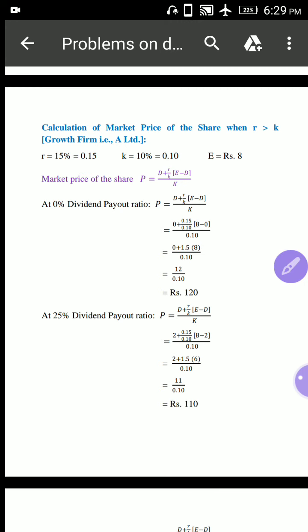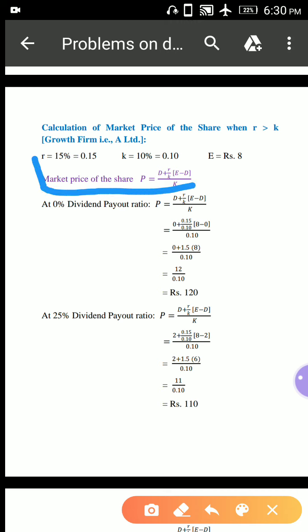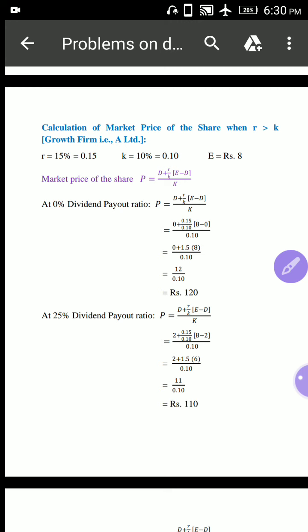So here, what is the formula for the calculation of market price of the share according to the Walter model? See, this is the formula. Market price of the share according to the Walter model, P is equals to D plus R by K into E minus D divided by K. So here D means dividend, R means rate of return, K means cost of capital, E means earnings per share. That's it. Now we just have to substitute all these values in this formula.